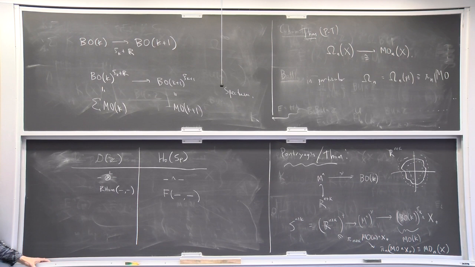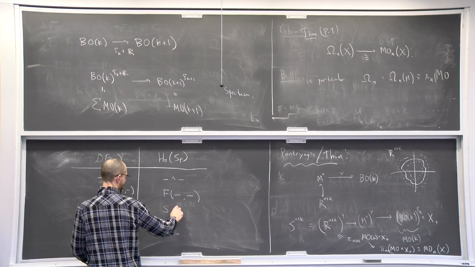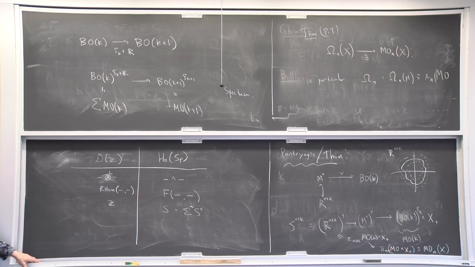The symmetric monoidal structure here has a unit, which is Z. And here, the unit for the symmetric monoidal structure is the sphere spectrum, which is the suspension spectrum of S naught. I guess what I'm trying to pitch to you is that the homotopy category of spectra is the derived category of the sphere spectrum.